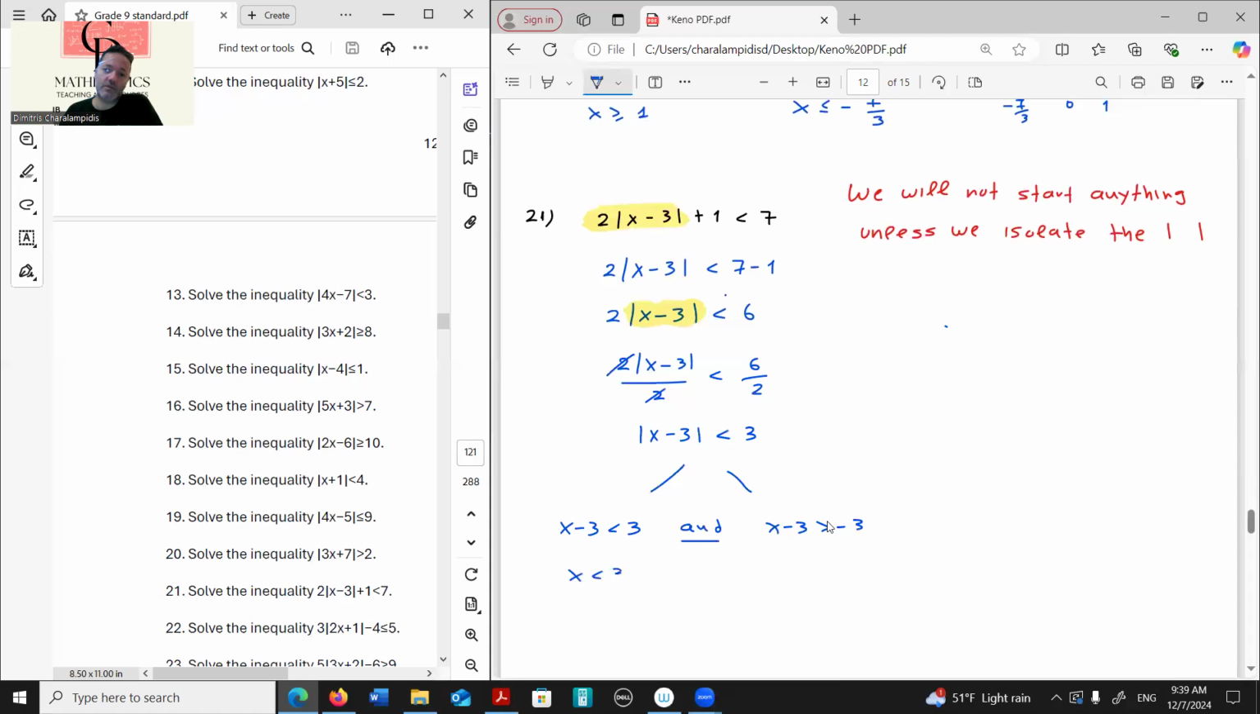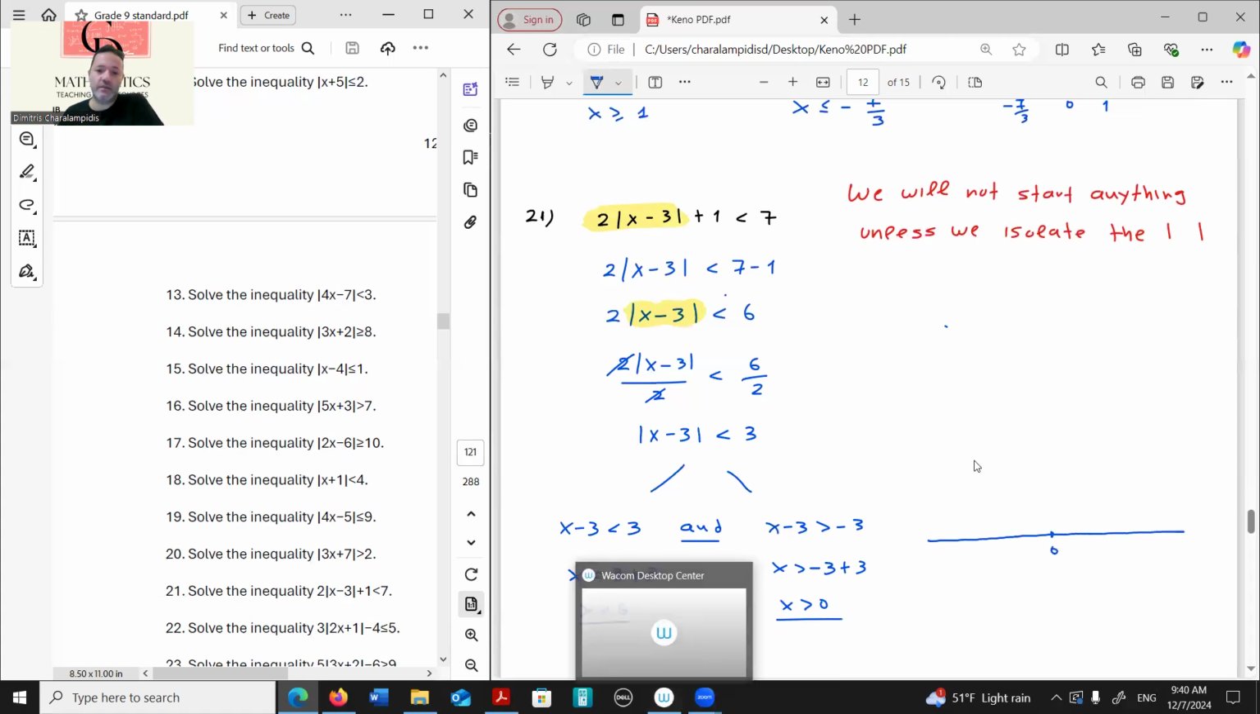So x should be smaller than 3 plus 3, x should be smaller than 6, x greater than negative 3 plus 3, x greater than 0. The absolute values of that, 6, so assuming that 6 is here, it's just smaller, not equal, so I'm going to do a non-shaded circle. Smaller means from here to the left.